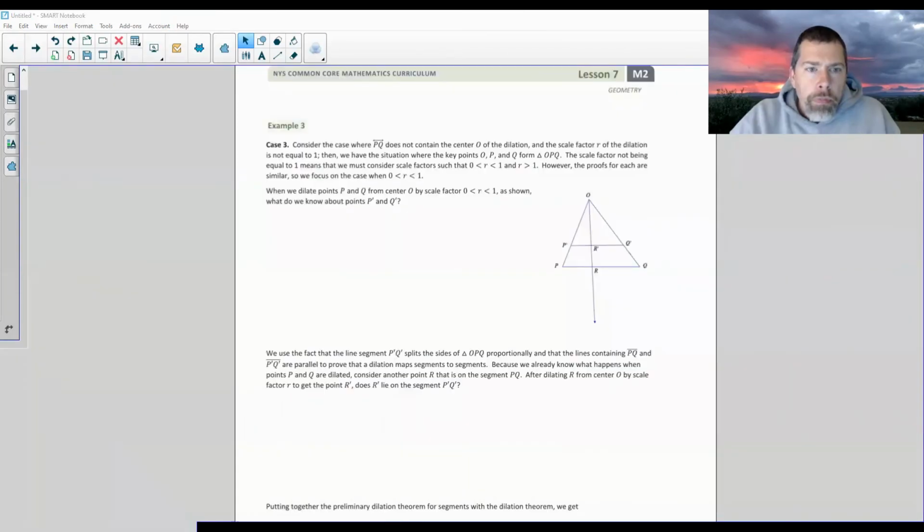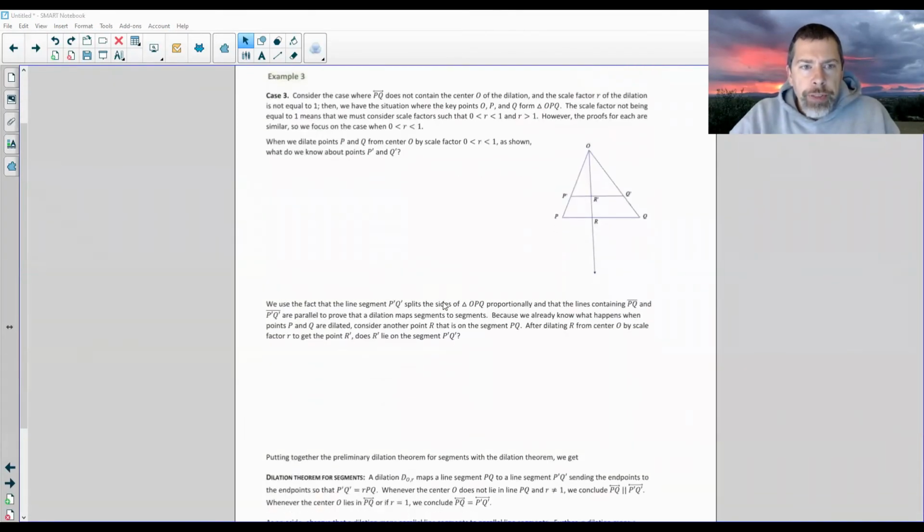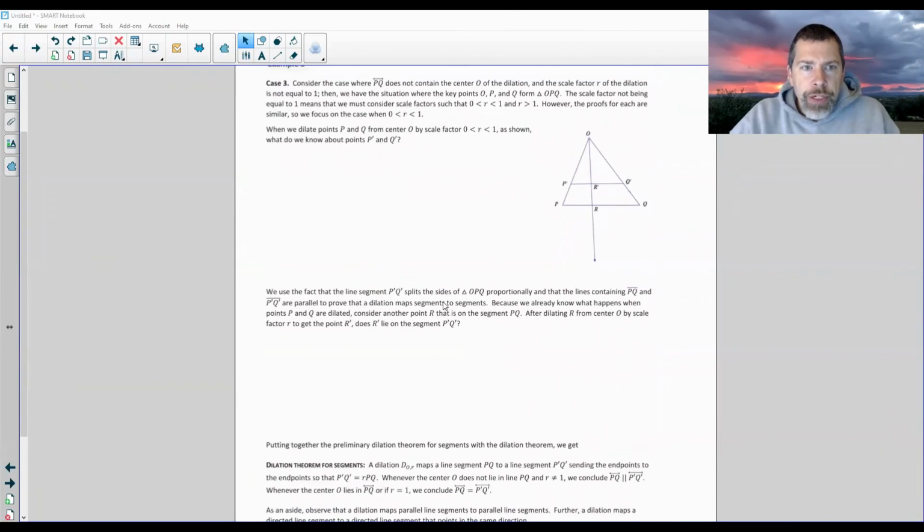Okay. Page 3 brings us to example 3, and we have a case 3. Consider the case where line PQ, where is line PQ? Here is P, here's Q, so picture a line going forever through P and Q, where line PQ does not contain the center O, center's over here, of the dilation, and the scale factor R of the dilation is not equal to 1. So therefore we're making it larger or smaller.